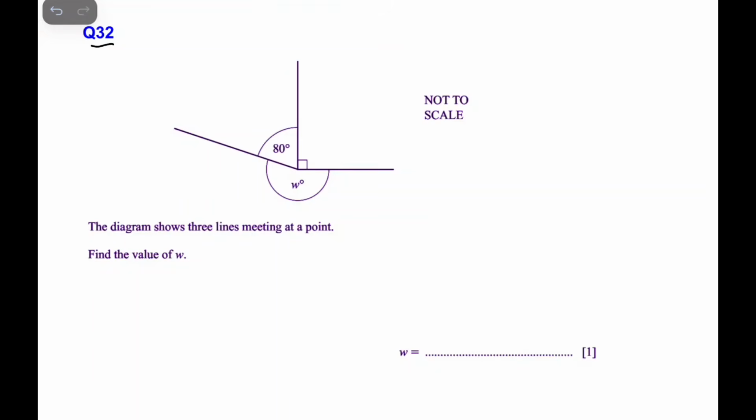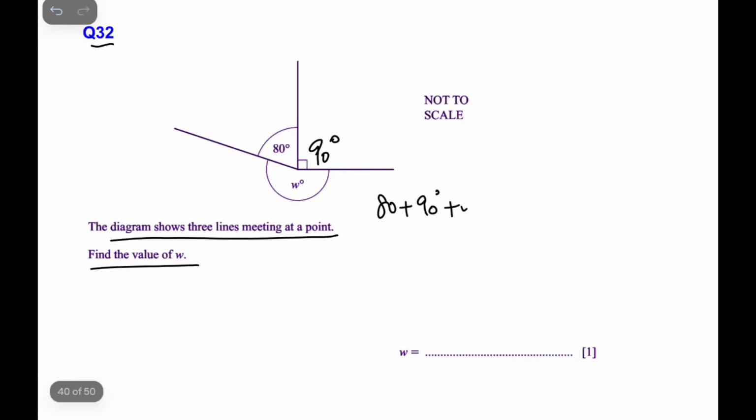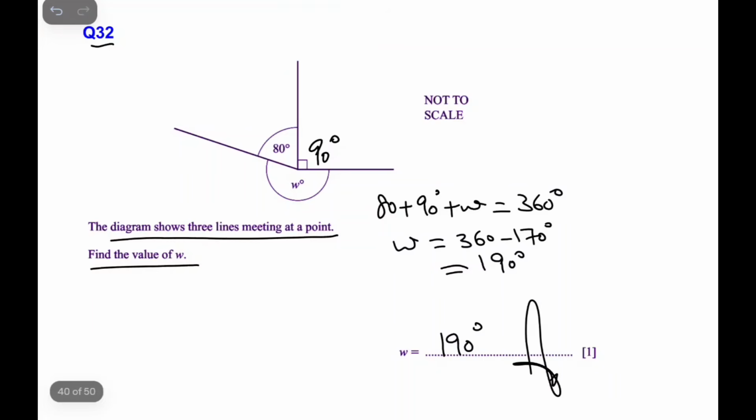Question number 32. The diagram shows 3 lines meeting at a point. We have to find the value of W. Now angles at any point add up to 360 degrees. So this is 90 degrees. So 80 degrees plus 90 degrees plus W will be equal to 360 degrees. So W value will be 360 minus 170 degrees. That is 190 degrees. So W value will be 190 degrees.